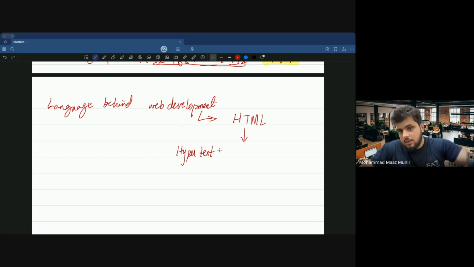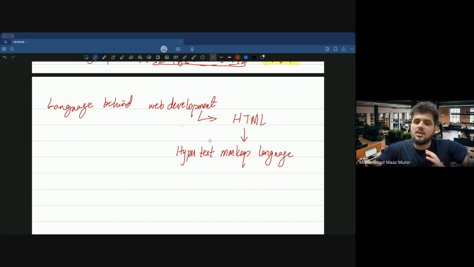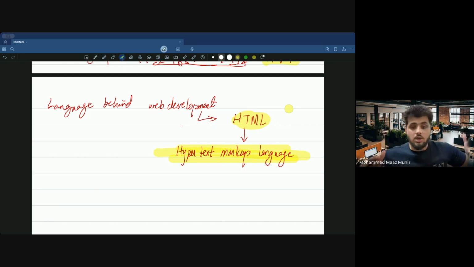hypertext markup language. This is the full form, hypertext markup language. Now, it's not a programming language, but it is sort of a programming language which is used to develop the website. Whenever you are dealing with HTML website development, you will hear this word, HTML. You should be doing HTML courses. Now, what is HTML? HTML is this hypertext markup language. And inside it, when you want to develop something, we have these color codes.